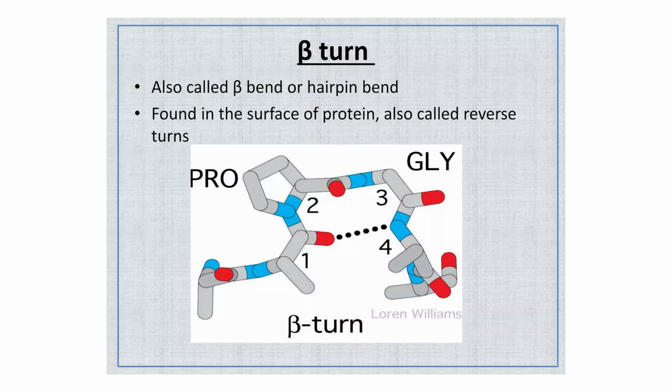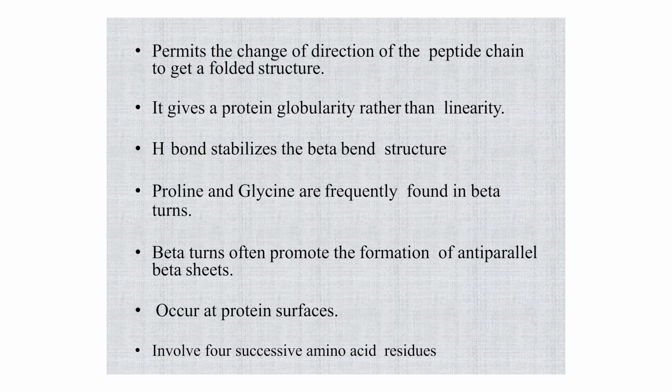Now, this is the beta turn, also known as beta bend or hairpin bend. It is found on the surface of proteins and is also called a reverse turn. You can see proline and glycine and their formation, and there is formation of a U turn, or we can call it a beta turn. It is a hairpin-like structure, therefore it is known as hairpin bend. It permits the change of direction of the polypeptide chain to get a folded structure. It gives a protein globularity rather than linearity, because the beta pleated sheets are linear in structure, but due to this bend the protein gets a globular structure.